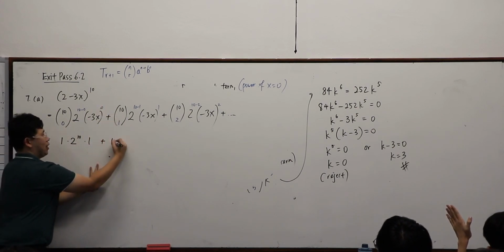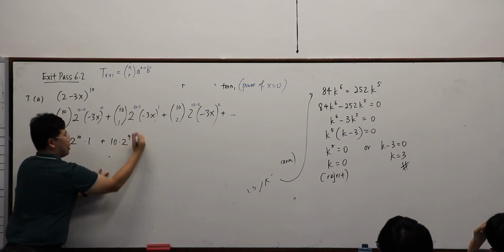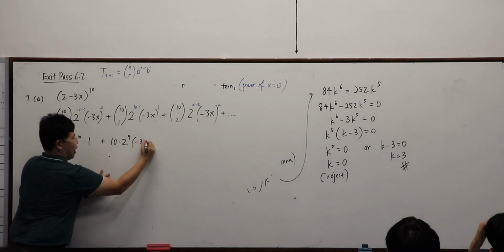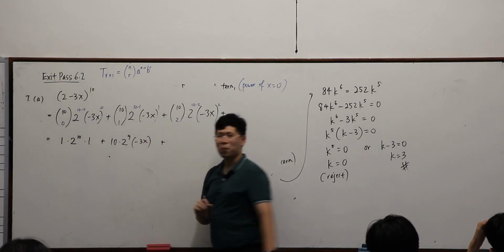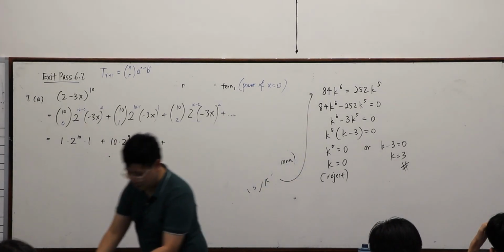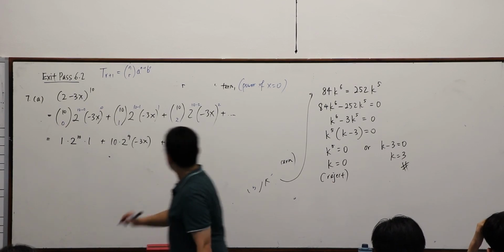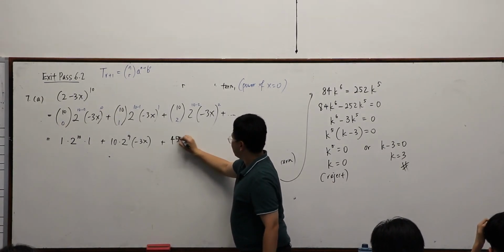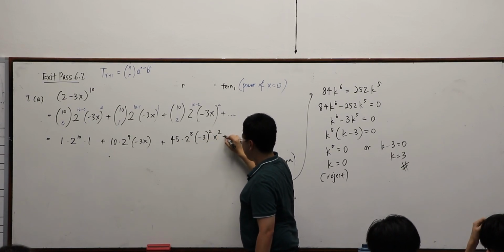Next one, 10 choose 1 is 10. 2 to the power of 9, so I leave it as 2 to the power of 9. Negative 3x, so I have a negative 3x over here. Okay, 10 choose 2 is... calculator. Okay, 45. 2 to the power of 8. Negative 3 squared and an x squared.